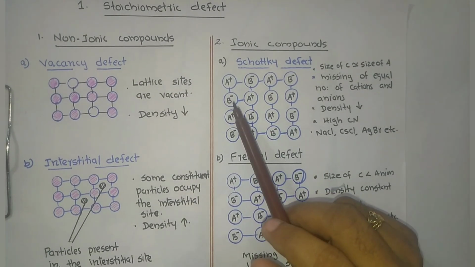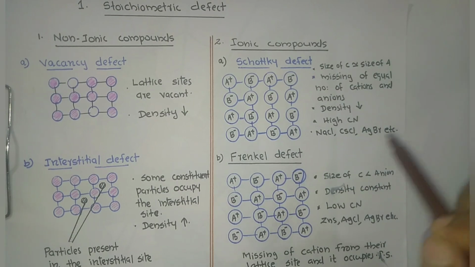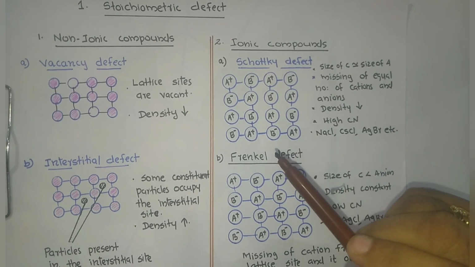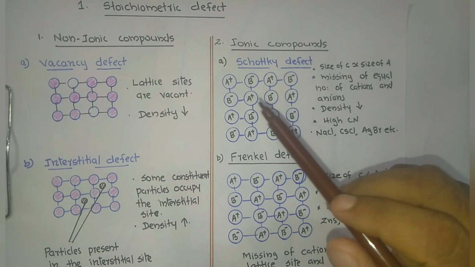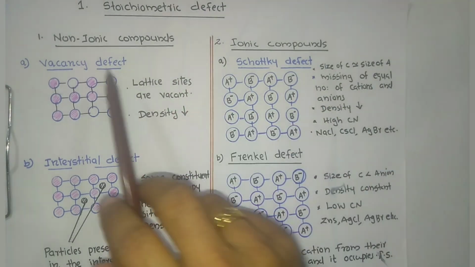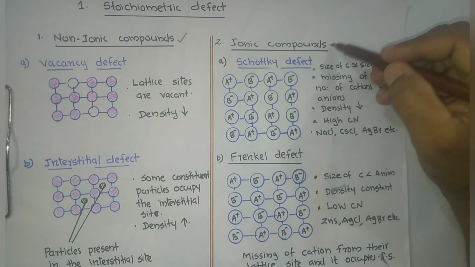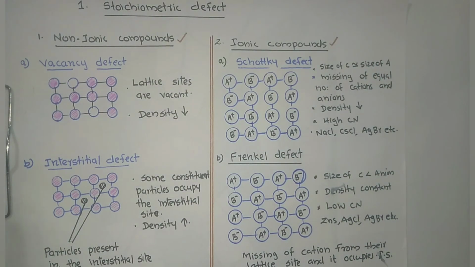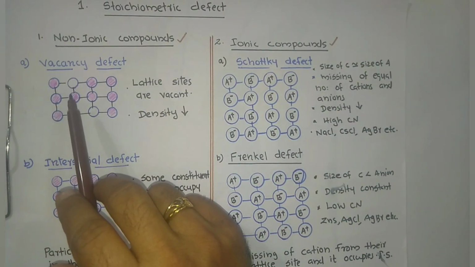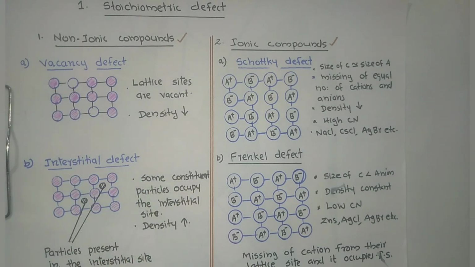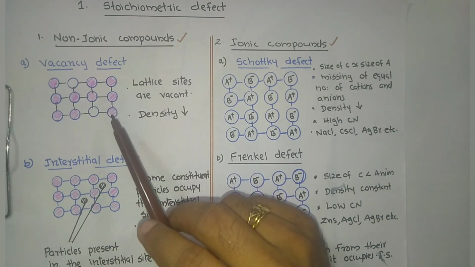Stoichiometry means equal number of cations and anions in the same pattern, same ratio. Clear? Then stoichiometric defect is present in two types of compounds. First one, non-ionic compounds. Second one, ionic compounds. Non-ionic compounds, first part, vacancy defect. Then what is vacancy defect? Simple. When some lattice sites are vacant.